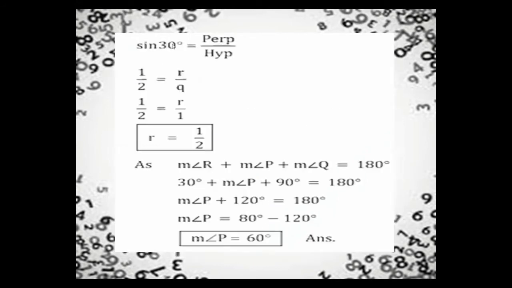Now sine 30 degrees is equal to perpendicular upon hypotenuse, and we know that the value of sine 30 is 1 upon 2.